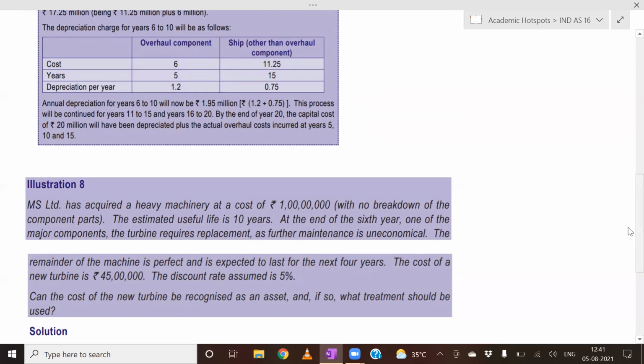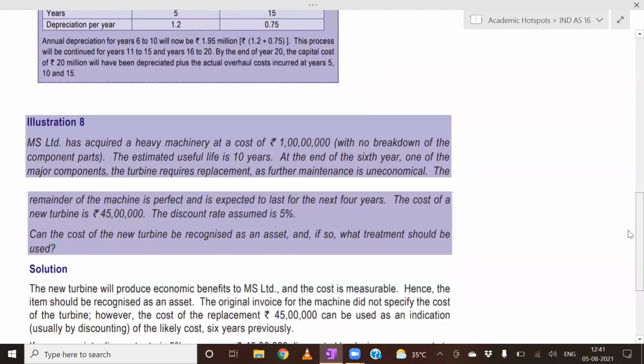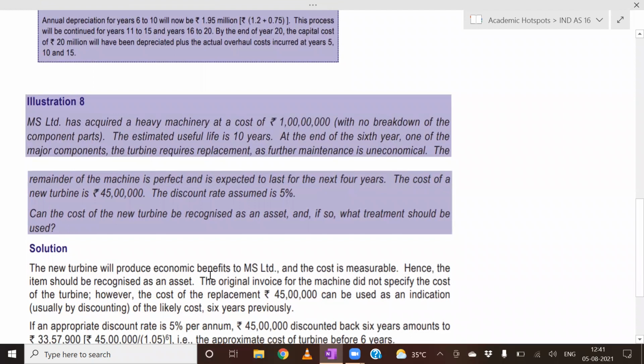So firstly, this new turbine must be mandatorily replaced because otherwise the further maintenance becomes uneconomical without this. So the new turbine will provide economic benefits and the cost is measured reliably, and therefore it has to be recognized as an asset. However, the complication comes here because you do not know what the cost of the major overhaul or this turbine replacement was at the beginning of the purchasing of the asset. When the asset was bought, there was no breakdown of the components as any turbine or overhaul or any other component. However, now you want to replace a turbine. So how do you ascertain the value?